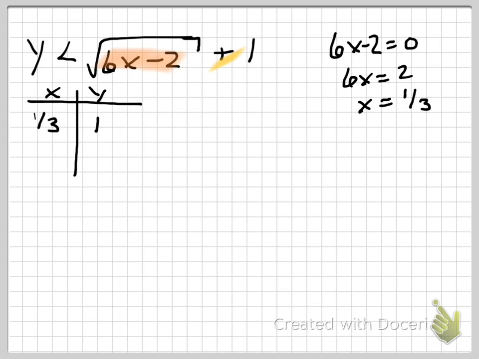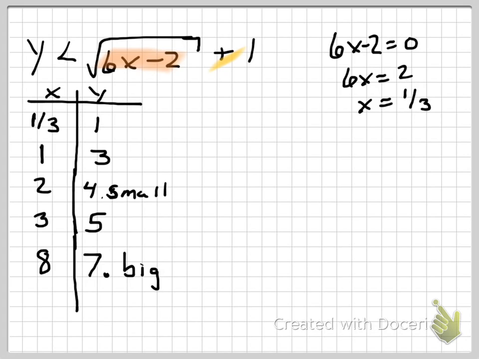Now I'm going to make up some x's. Whatever x's you want, it doesn't matter. All right, I'm going to go through mine quickly since I'm kind of running out of time. So there are my points that I made up. 1, 2, 3, 8, 12. 1 was 3, 2 was 4-point small decimal, 3 was 5, 8 was 7-point big decimal, and 12 was 9.5-ish. Okay? And those are the ones I'm going to graph to see my half sideways parabola.